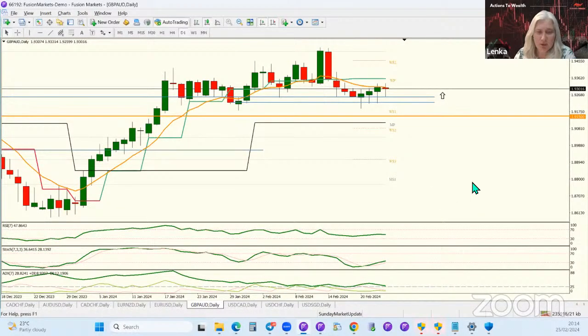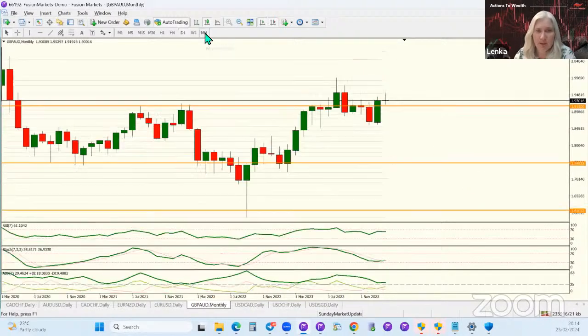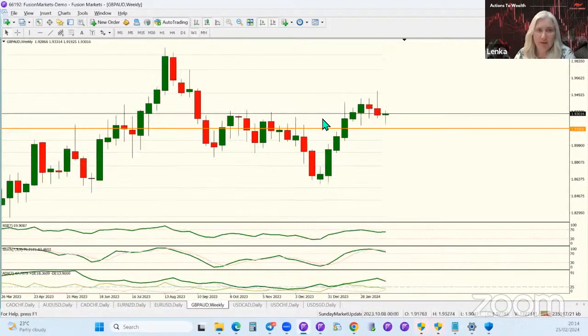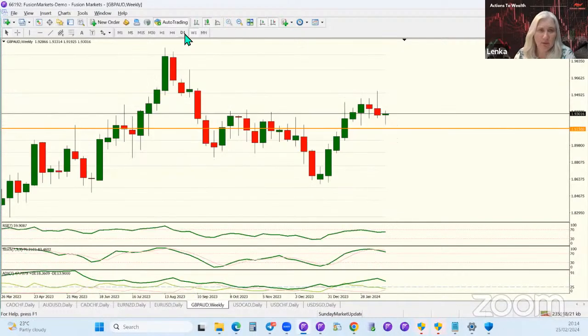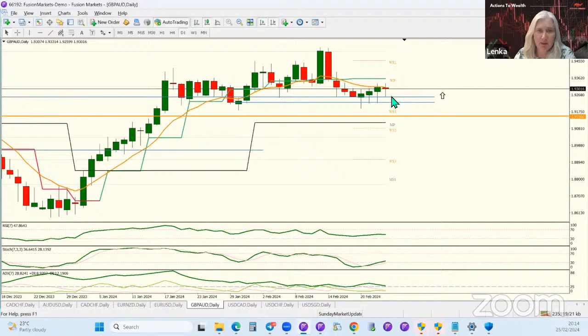Next one is GBP AUD. And on GBP AUD, I'm looking for long opportunities. On the monthly, we have one close and an engulfing bar above. This bar is still open, so that's this month. On the weekly, we've had price break above, come back below, and now back above. So if it stays above, looking for long opportunities.